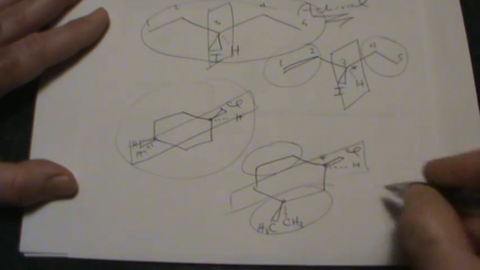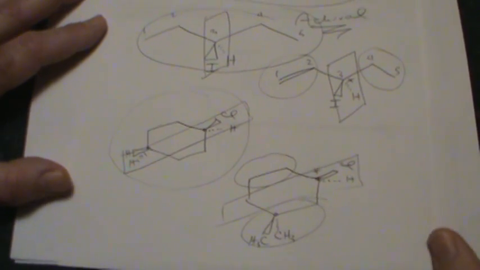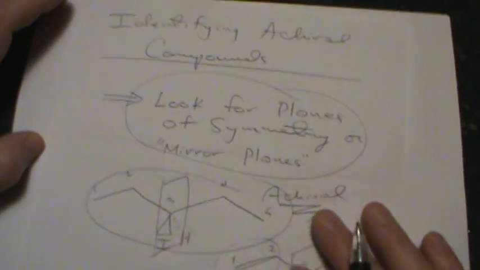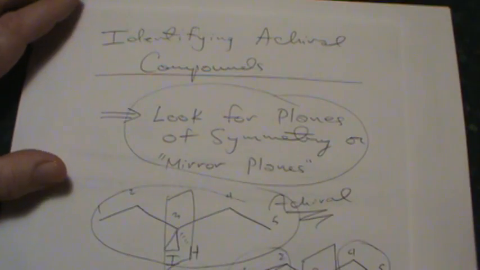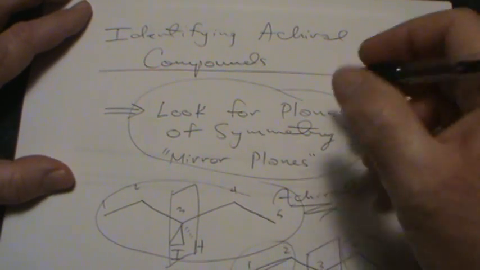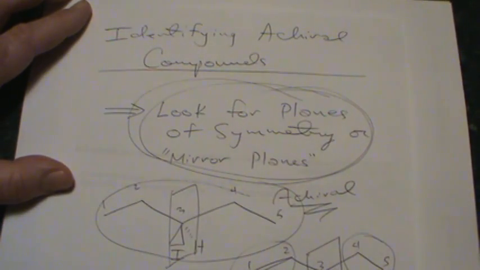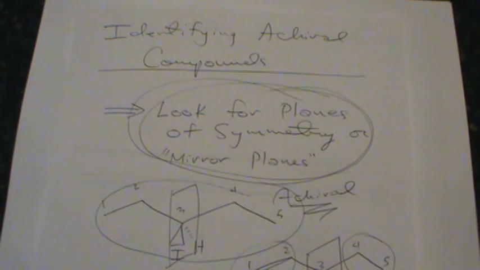This molecule is chiral. So another way of thinking about chiral and achiral compounds relates to planes of symmetry or mirror planes. If you find a molecule that has a plane of symmetry or a mirror plane, it must be achiral. On the other hand, if you can't identify any of those, then there's a good chance that the molecule is actually chiral.